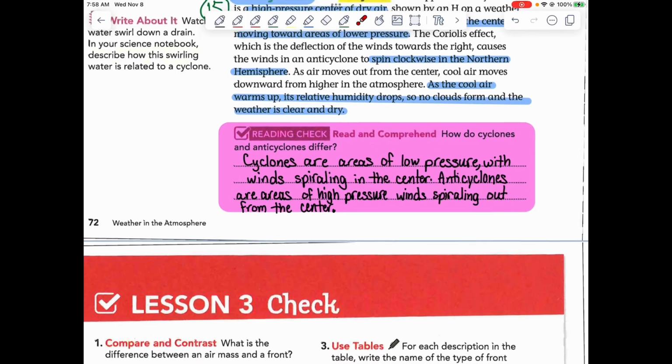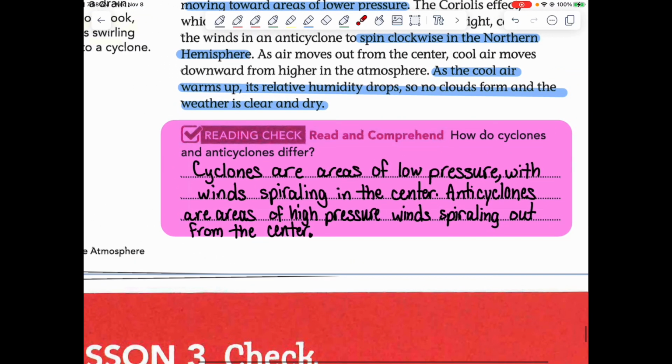And then our final question for reading check is, how do cyclones and anticyclones differ? So not how are they the same, but how are they different? And the best answer is cyclones are areas of low pressure with winds spiraling in the center. Anticyclones are areas of high pressure with winds spiraling out from the center. You can also mention clockwise and counterclockwise. Those are areas that they differ.